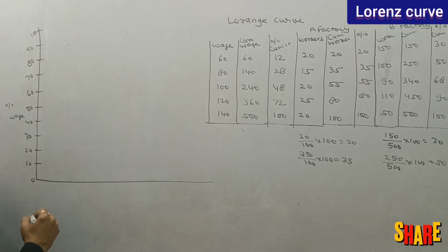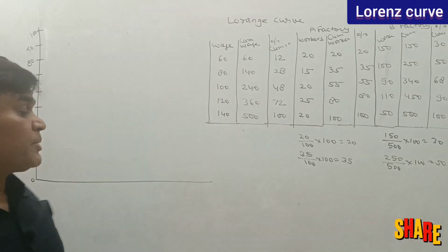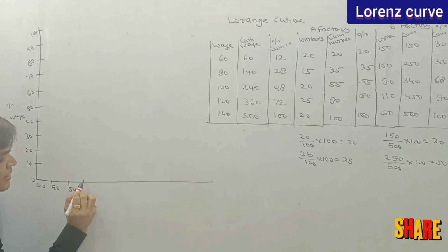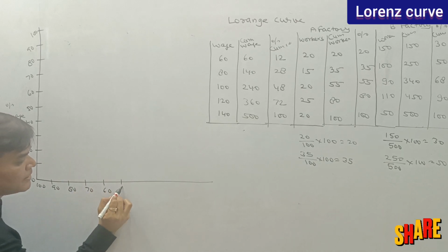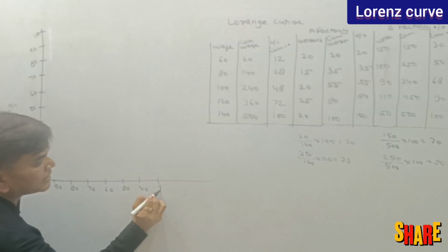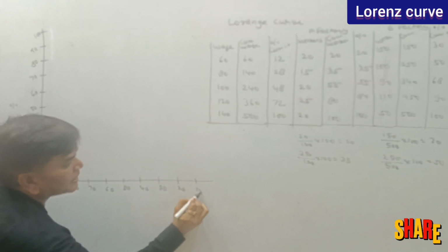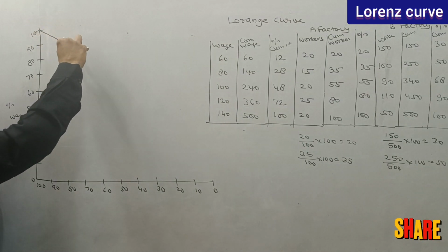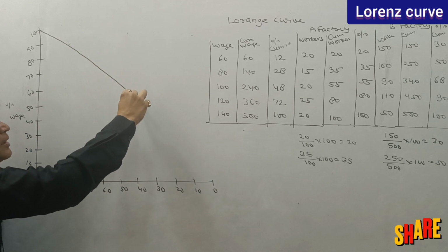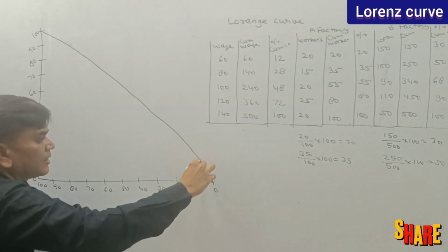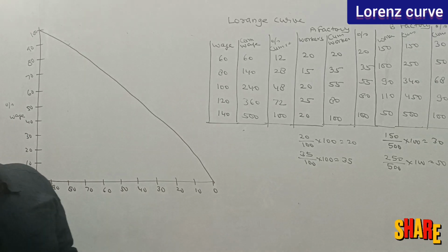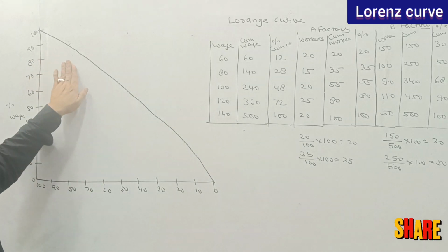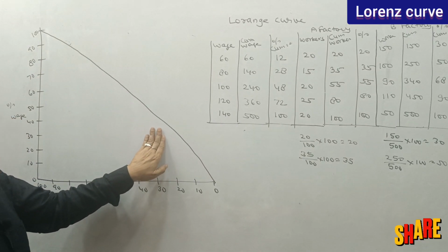We are having percentage of wage here and percentage of the workers, that may be 100, here 90, 80, 70, 60, 50, 40, 30, 20, 10 and 0. So keeping this equal distribution line, this is called the line of equal distribution. This line is called the line of equal distribution.